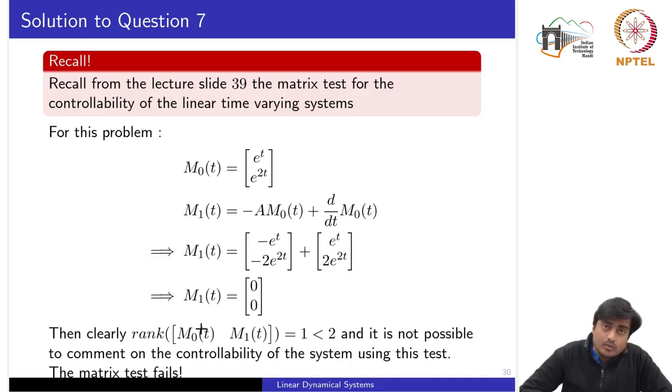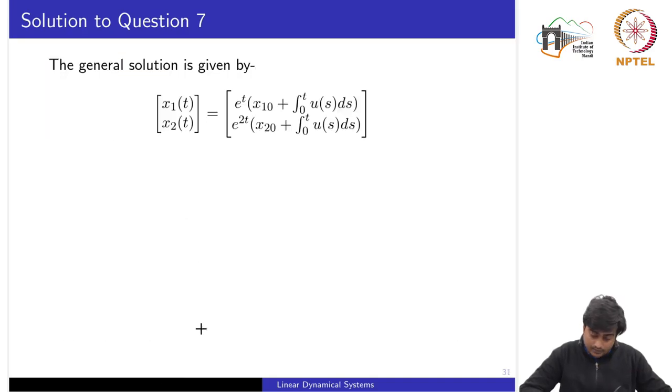So you can also compute by yourself the controllability Gramian, and you would notice that the rank of that controllability Gramian would also be less than 2, meaning to say that the system is not completely controllable. But what we are interested in is whether we could comment in more detail about the controllability under some condition. So for that we would investigate the solution of this system.